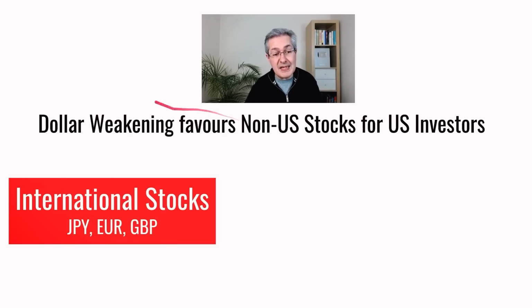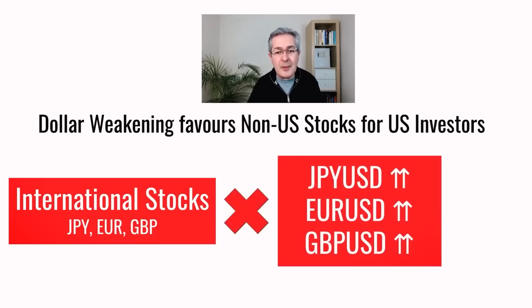So let's say they hold Japanese stocks denominated in yen, European stocks denominated in euros, and UK stocks denominated in sterling. If, as many people expect, the dollar's about to weaken, then that means that we're going to be multiplying by a bigger number. So if we convert yen into dollars, euro into dollars, and sterling into dollars, we'll get more dollars. And that in turn means that those foreign investments, when put back into dollars, will be worth more. So during a period of dollar weakening, it makes sense for US investors to invest outside the US, because then the dollar depreciation will boost the value of their foreign investments.